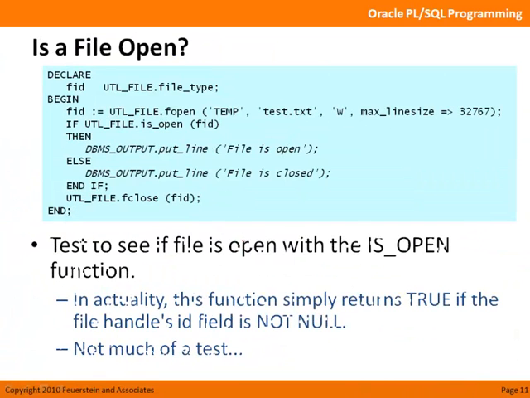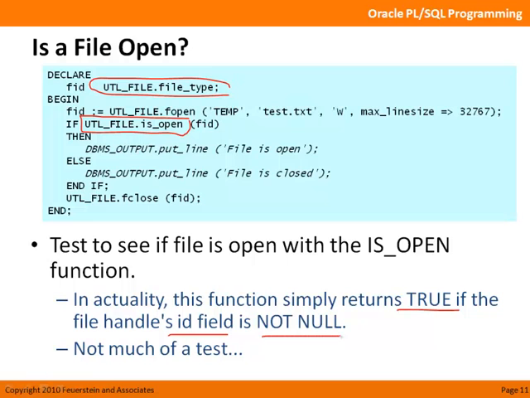You can check to see if a file is open with the UTL_FILE.IS_OPEN function, and it returns true or false. The problem is that this function doesn't actually check the status of the file in the operating system. It simply returns true if the ID field of the UTL_FILE record, the file type record, is not null. So it's not that much of a test, not that effective. It basically just makes sure that your file handle is valid inside your session.